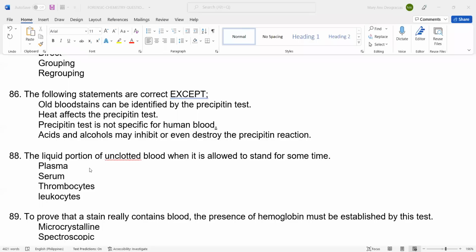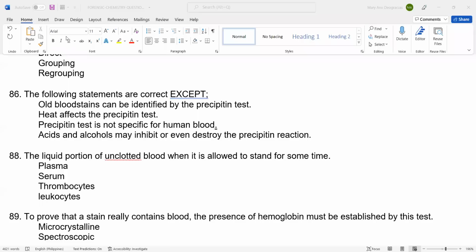The following statements are correct except A, all blood stains can be identified by the precipitin test. B, heat affects the precipitin test. C, precipitin test is not specific for human blood. Then letter D, acids and alcohols may inhibit or even destroy the precipitin reaction. Which of these is incorrect? Letter?